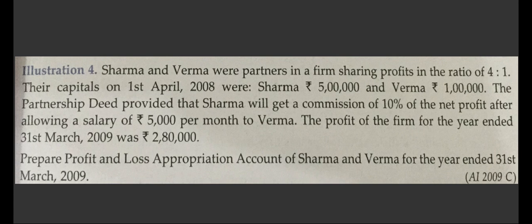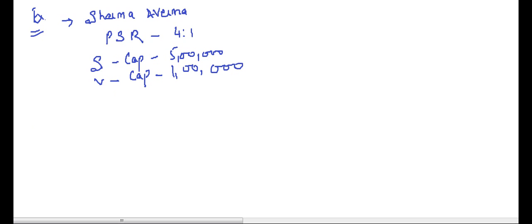Next, the partnership deed provided, that means they have a partnership deed executed between them. The partnership deed provided that Sharma will get a commission of 10% of the net profit after allowing a salary of 5,000 per month to Verma. So this line is covering two points. One is the salary of 5,000 per month to Verma. One thing it says is salary to Verma, it is 5,000 per month.